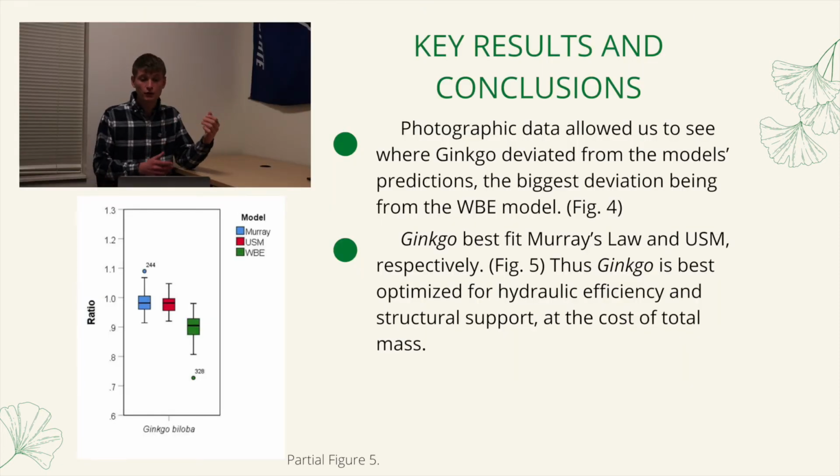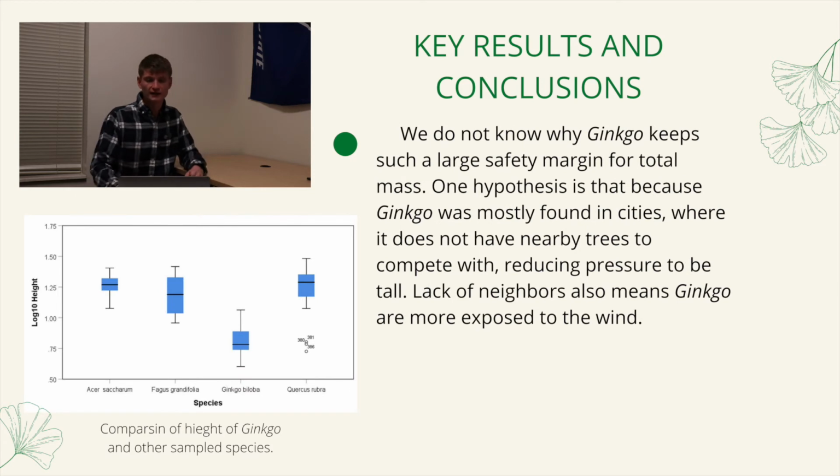Ginkgo best fit Murray's law and the USM. So that means that Ginkgo seems to be sacrificing its total mass for hydraulic efficiency and some structural support of the branches. Now, we don't know why Ginkgo keeps such a large safety margin for its total mass. We don't know why it's so small.